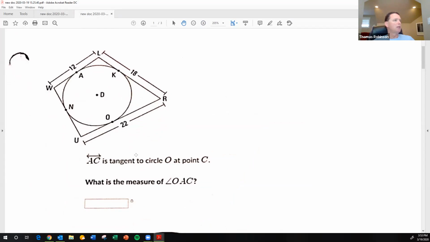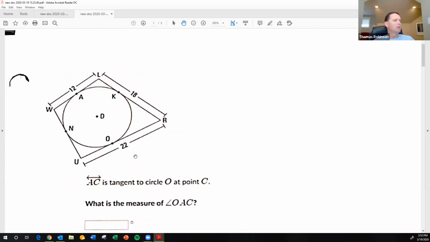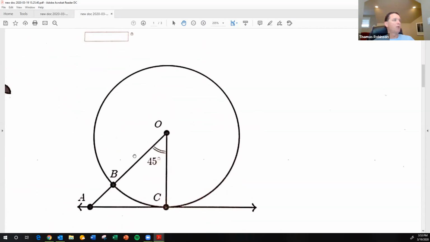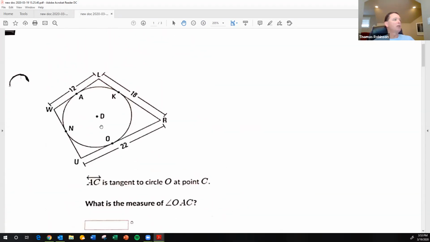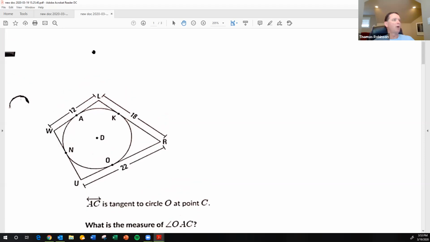Where's AC? Good heavens. Oh, that's the one down there. Let's just go up and look at this one right here. Look at this first problem right here. So let me just pretend there's a little line, that boundary. What do we do with this problem?